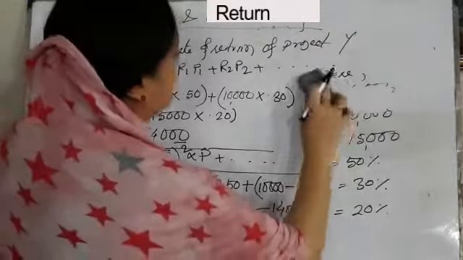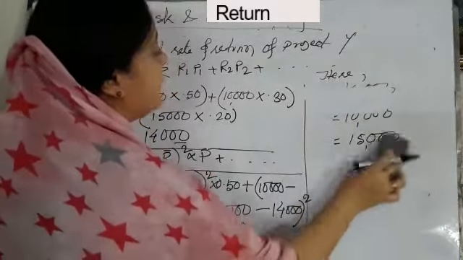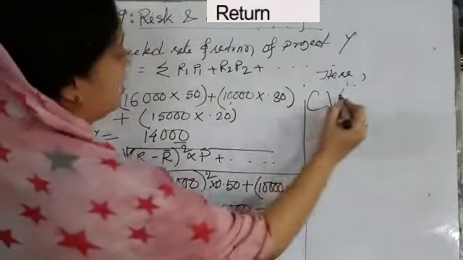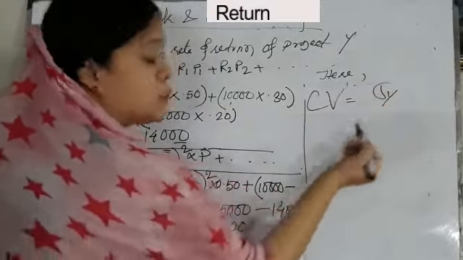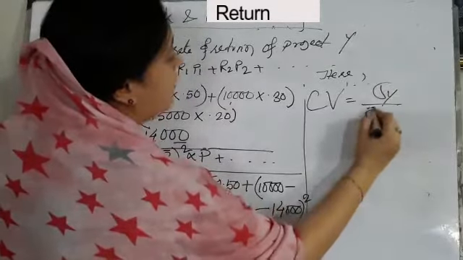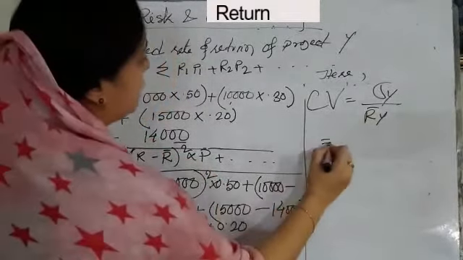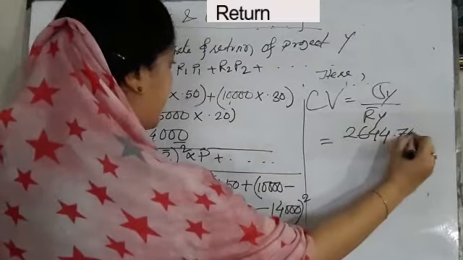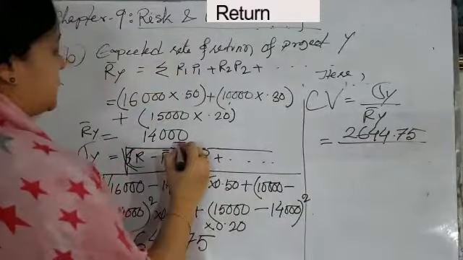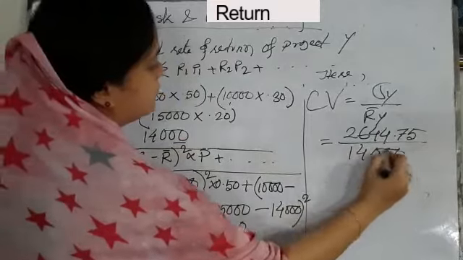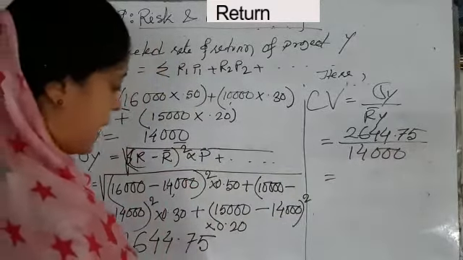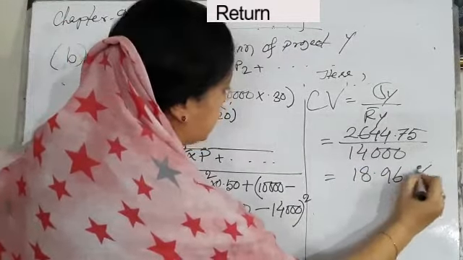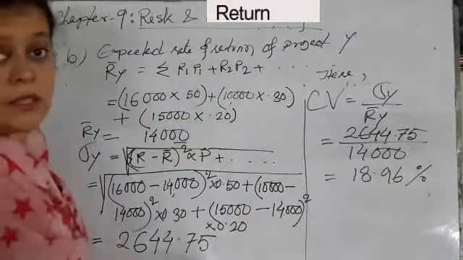And like before, I am calculating the CV covariance here. CV means covariance, and the formula is standard deviation of project Y divided by R bar of project Y, and I am putting the values. The values are 2644.75 divided by this value 14,000, and the answer is 18.96%.